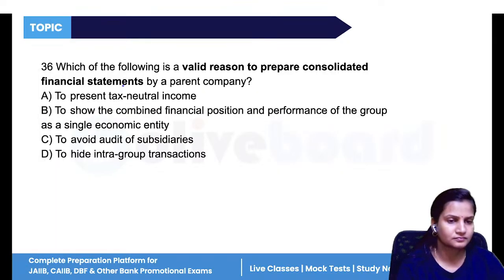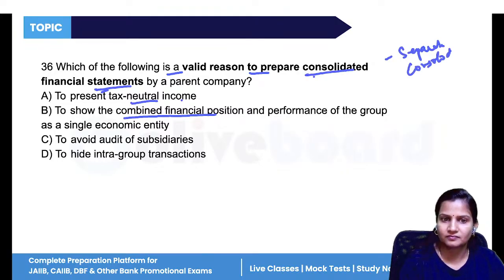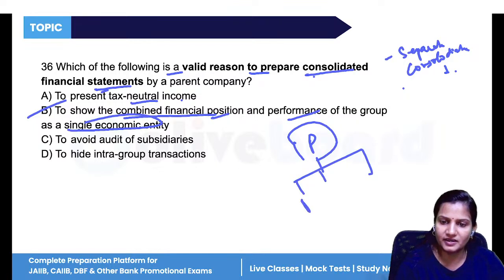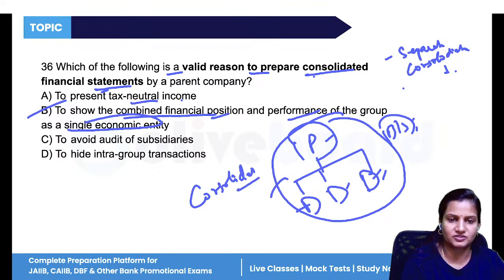Now, 36. Which of the following is a valid reason to prepare consolidated financial statements? To present tax neutral income, or to show the combined financial position. Consolidated means a combination of the financial statements of two or more companies to show the combined financial position and performance of a group as a single company. Like if a parent company has three subsidiary companies, showing separate balance sheets takes a lot of time to understand. So rather than making separate ones, let's make one consolidated balance sheet so that it is easy for everyone to understand. That is the performance of the group as a single economic entity.